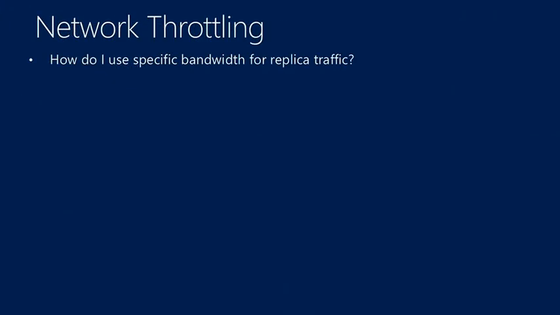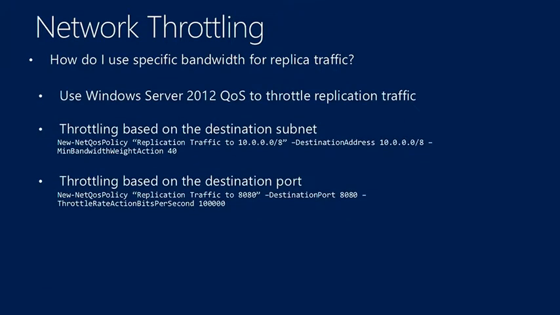Next common question that comes up is network throttling, especially for people who are doing this over a broadband connection. They're doing it over a shared connection. They've got other traffic running. They don't want Replica swamping it. Thankfully, this is easy to do with just the inbox QoS support in Windows Server. There's basically a PowerShell cmdlet that you can go in and use to restrict the network traffic.